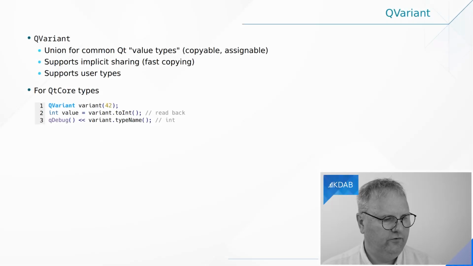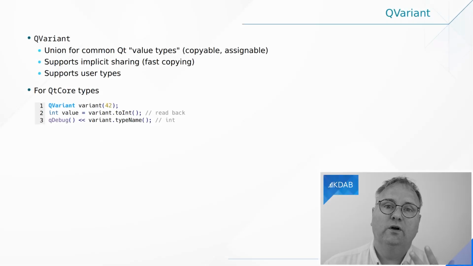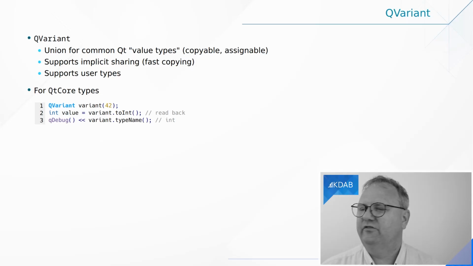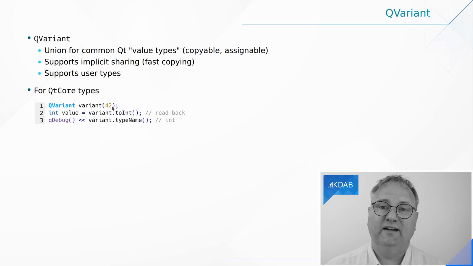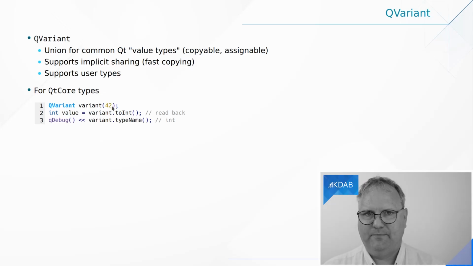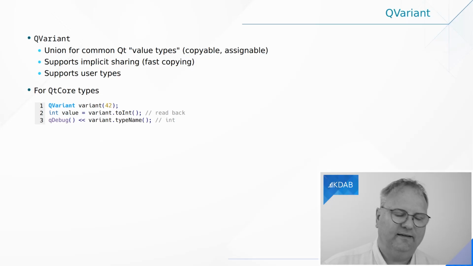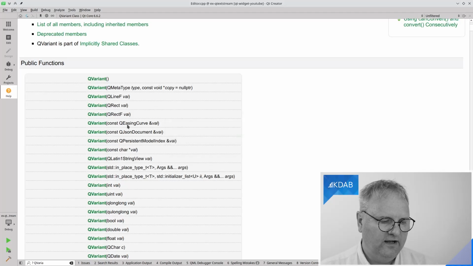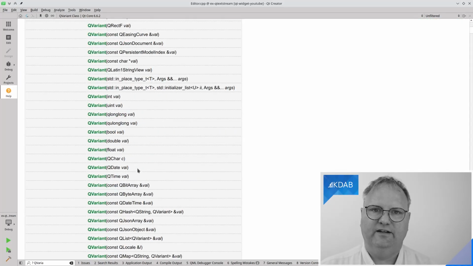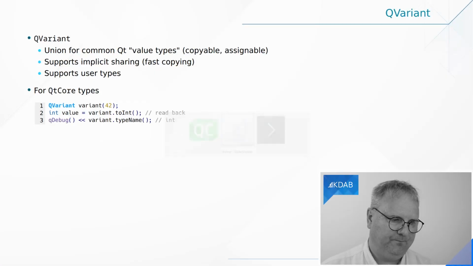QVariant. Yes, so QVariant in your day-to-day use. Most of the time you'll actually get away with just providing your data type when you want to wrap it into a QVariant, or wrap a QVariant around it, by simply providing it to the constructor. And let me just go over here to the documentation. You can see there's a lot of stuff that you can construct with a basic parameter to your QVariant.